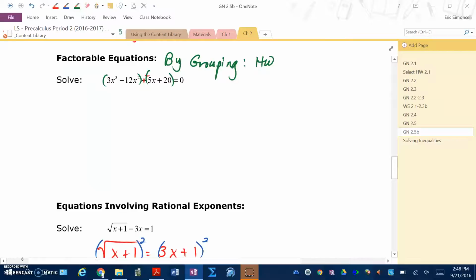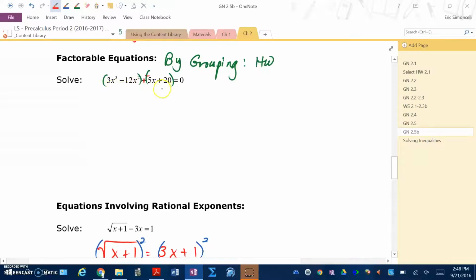We'll begin with the solving equation problem where 3x cubed minus 12x squared, which I've already turned into plus negative 5x, plus 20 equals 0. I've also told you that we're going to do this by factoring by grouping. So let's go ahead and continue.